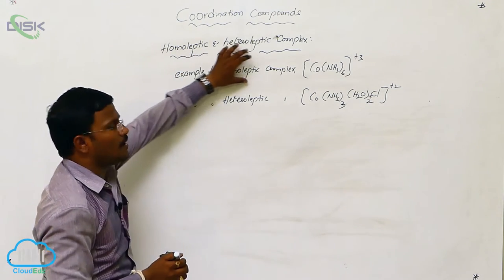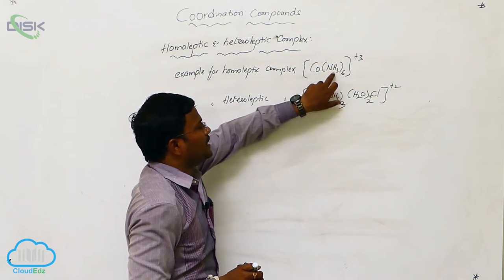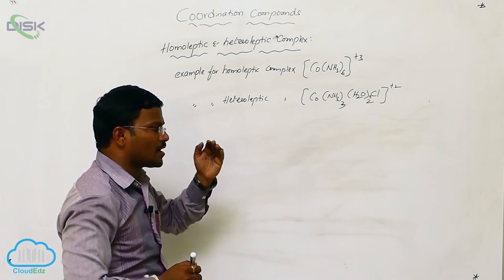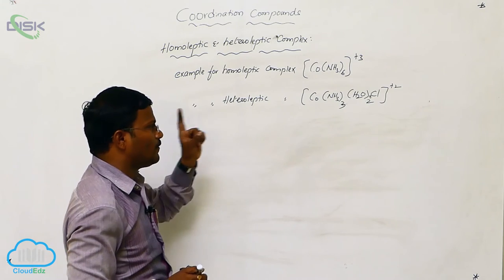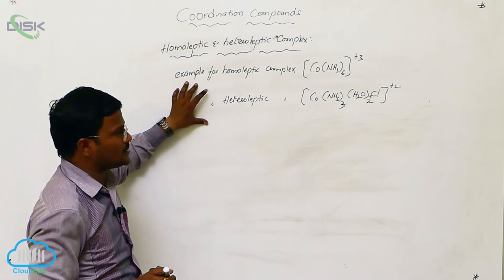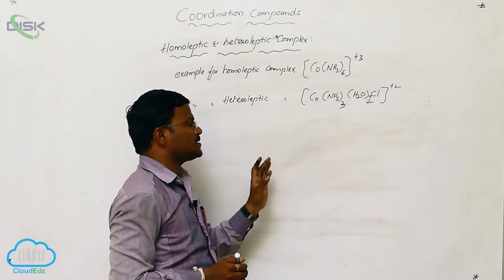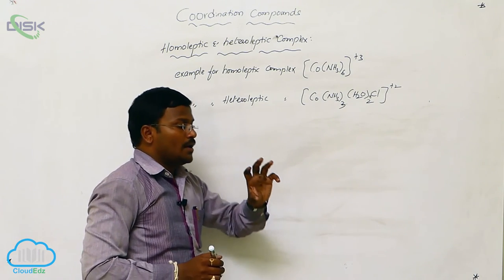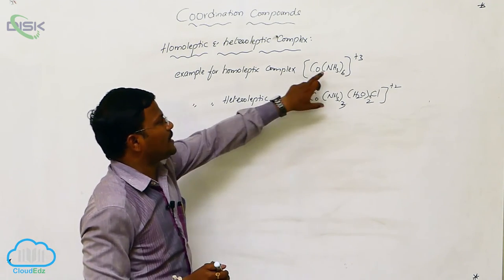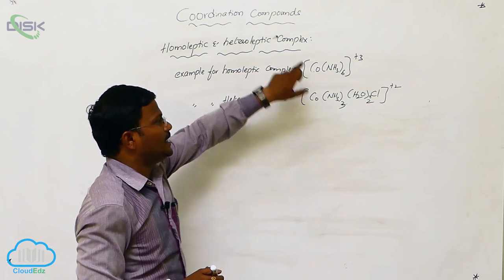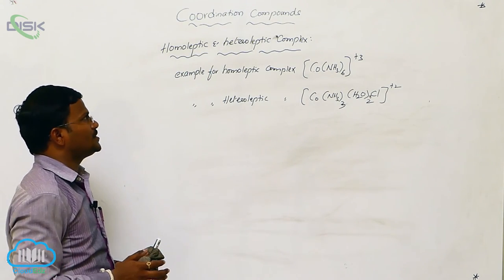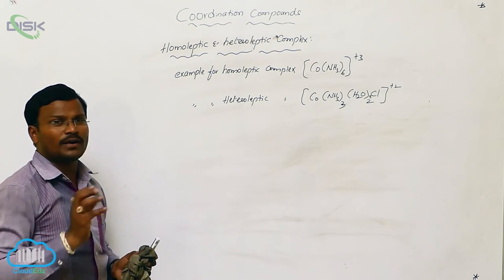In homoleptic complexes, only one type of ligand is present inside the coordination sphere. That means coordination complexes which consist of only one type of ligand inside the coordination sphere are called homoleptic coordination compounds. Whereas in heteroleptic complexes, different types of ligands are present inside the coordination sphere. Same type of ligands, homoleptic compounds. Different types of ligands, heteroleptic complexes. So this is about general terminology present in coordination compounds.